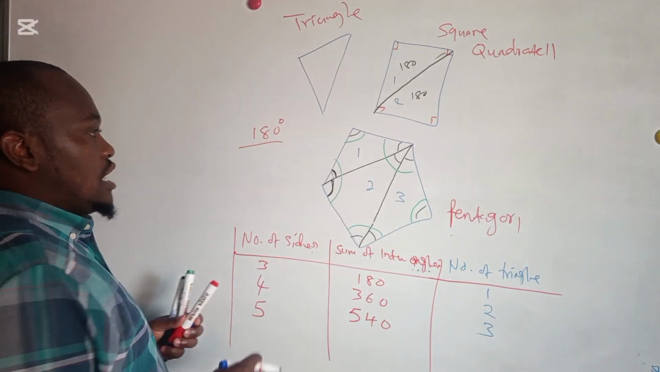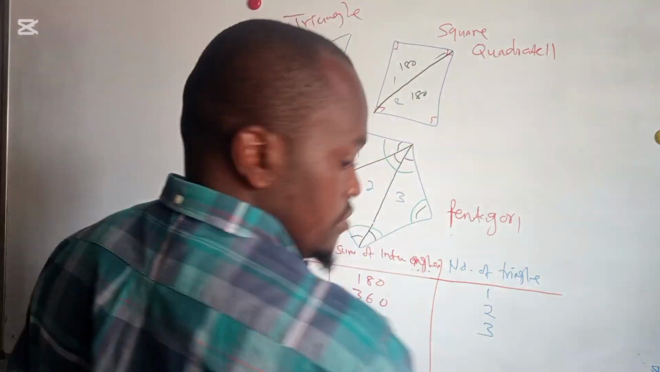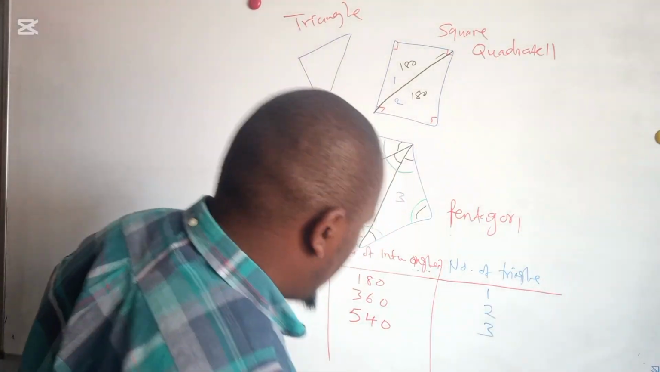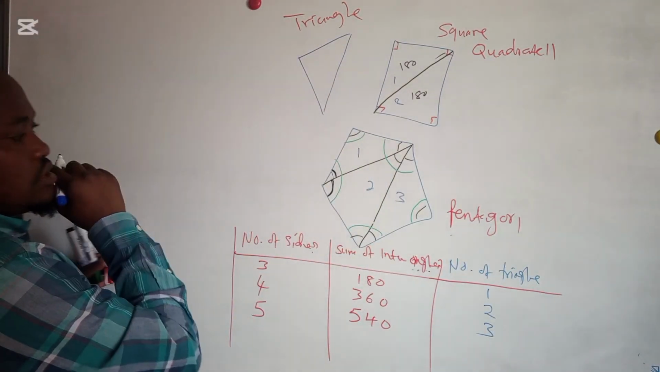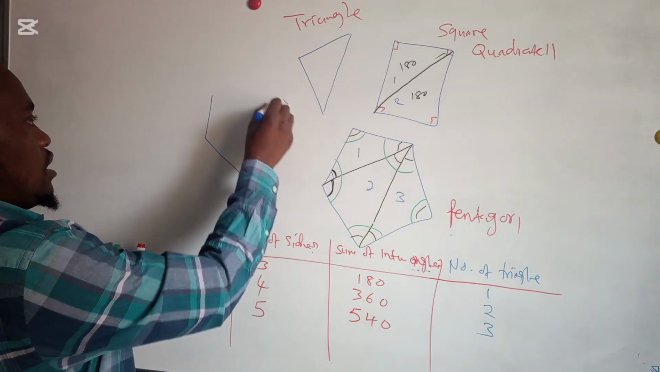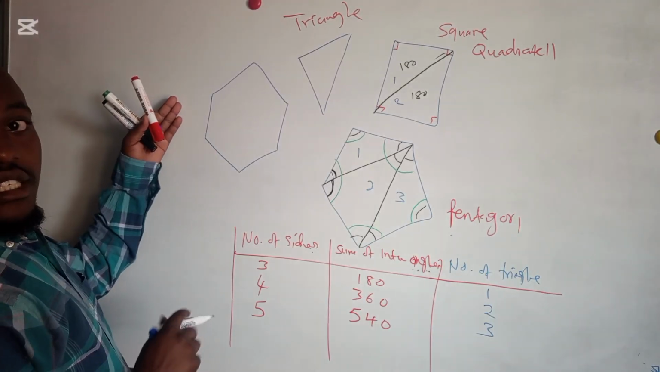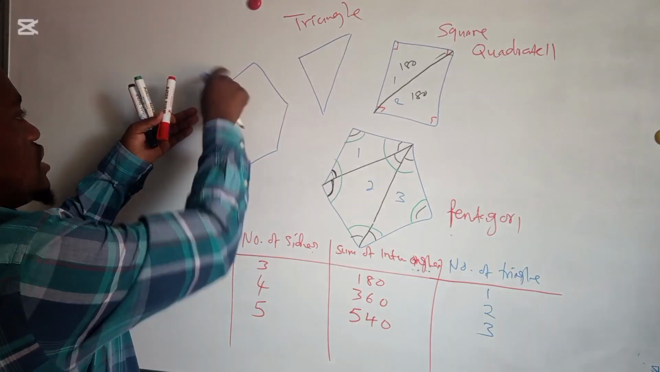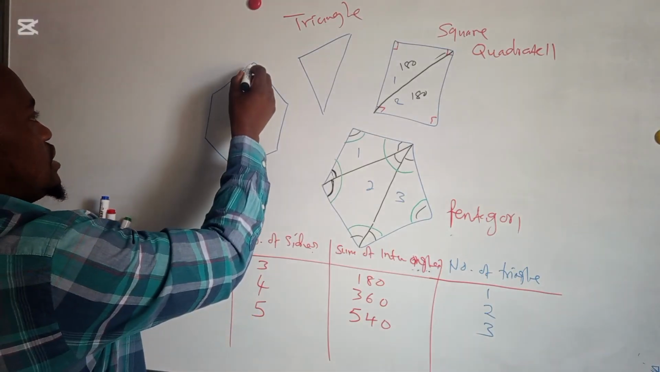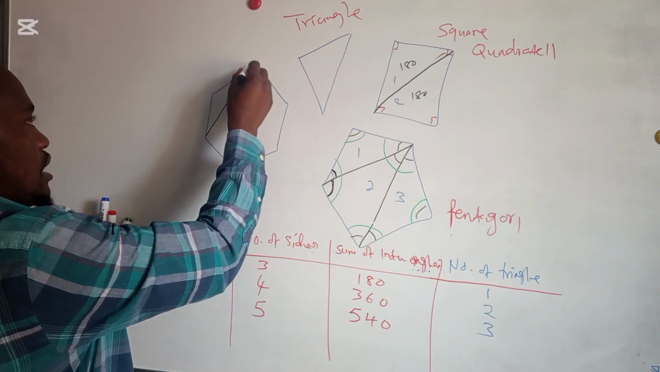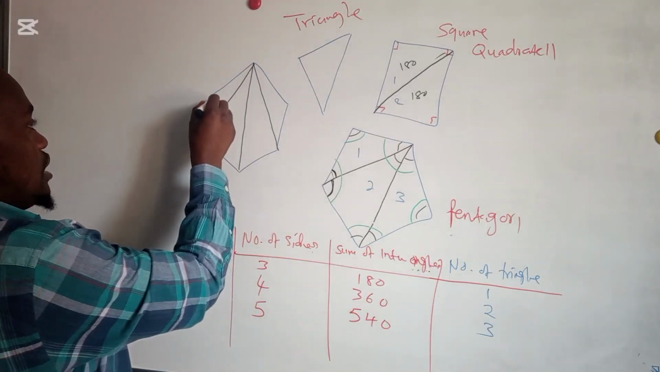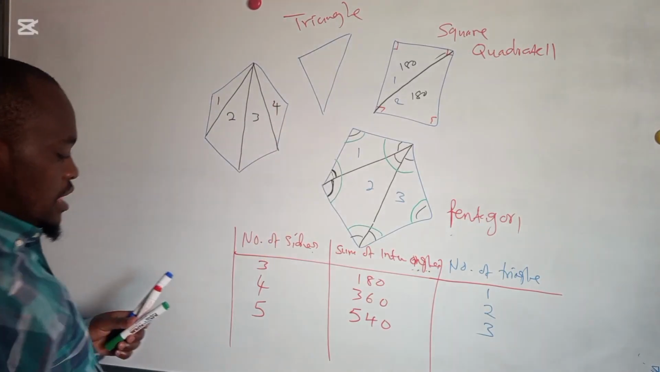We will draw one more just for the purpose of illustration. Let us draw a figure with 6 sides. So it should be like this. This one has 6 sides: 1, 2, 3, 4, 5, 6. So how many triangles does it have? You can take from one end, you draw this one, you draw another one there, you draw another one there. So at the end of the day you have 1, 2, 3, 4.